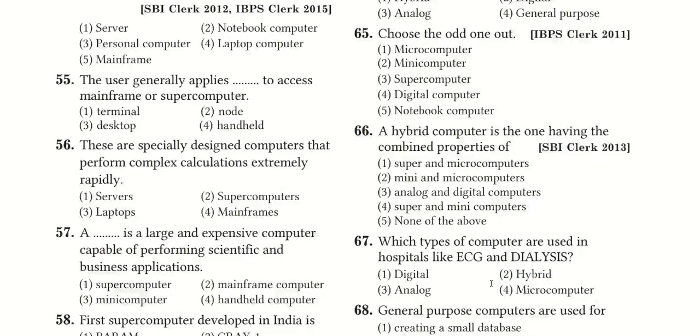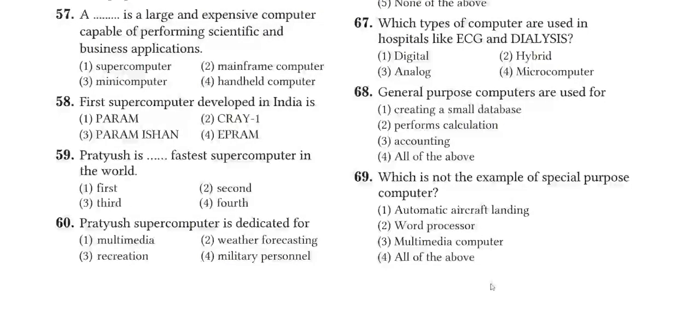The next question is, the general purpose computers are used for creating a small database, performing calculation, accounting, and all of the above. Which is not the example of a special purpose computer? Word processing is not the example of a special purpose computer, whereas automatic aircraft landing and multimedia computer are examples of a special purpose computer.